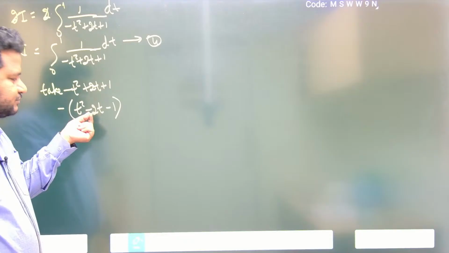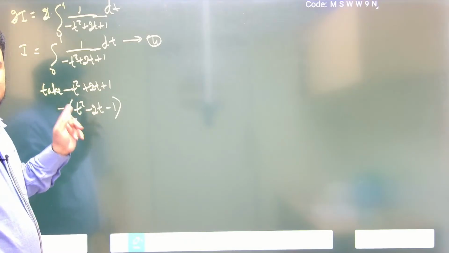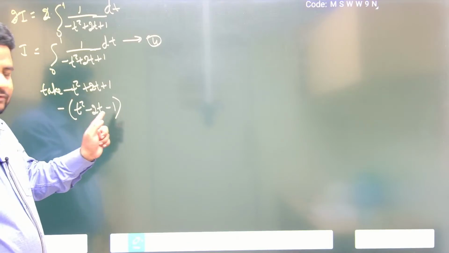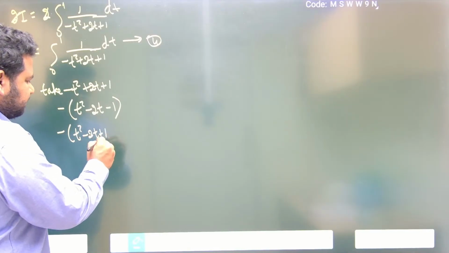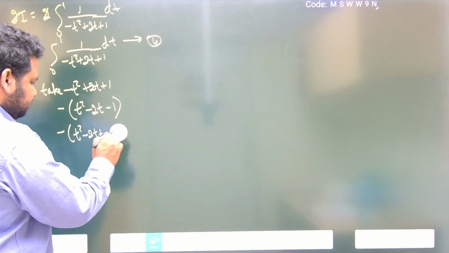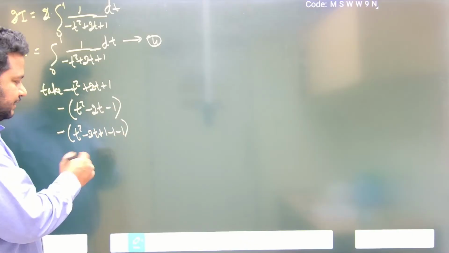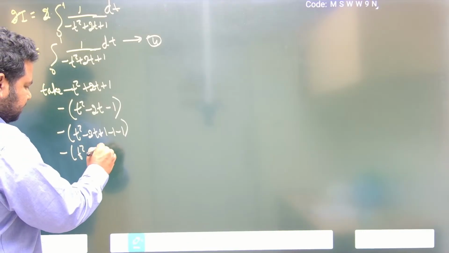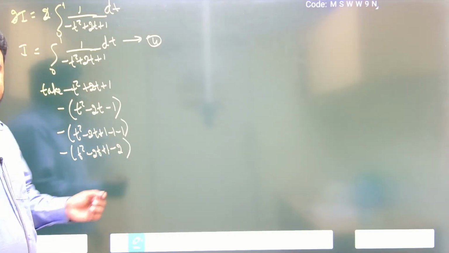Now t square minus 2t minus 1. The coefficient of t is 2. I have to multiply it by half. Half into 2 is 1. So I should add 1 square and also subtract 1 square. So this becomes t square minus 2t plus 1 square, which is 1 only, minus 1 minus 1. So this will become minus, t square minus 2t plus 1, minus 2. Now t square minus 2t plus 1 is nothing but t minus 1 whole square.